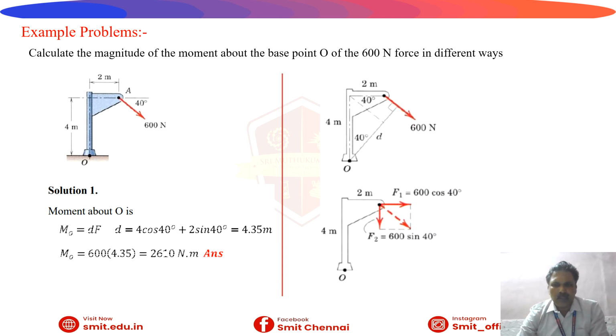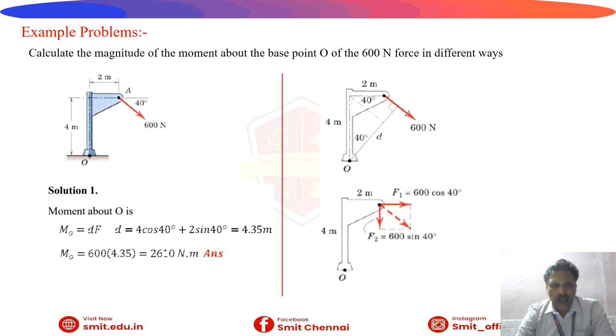Now, this is the problem. The next problem is to calculate the magnitude of the moment about the base point O of the 600 Newton force in different ways. Here one real-time application is given. 600 Newton is applied at an angle of 40 degrees, with measurements of 2 meters and 4 meters. Now we can find the moment about point O. What is the moment about point O? M_O equal to D into F, that is force into distance.